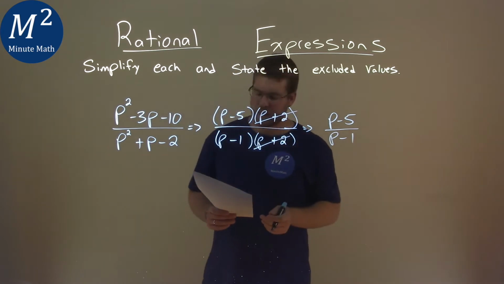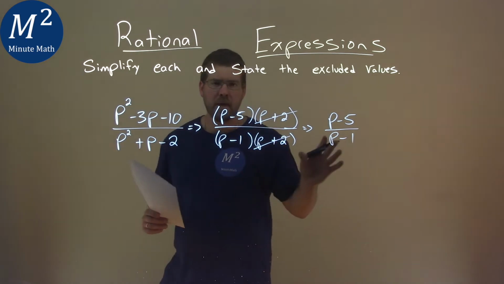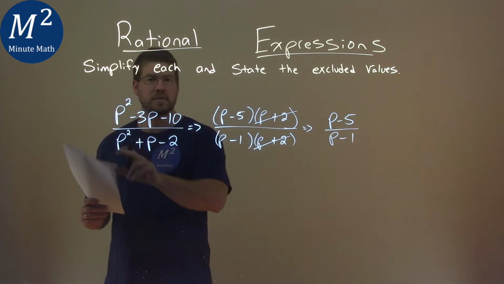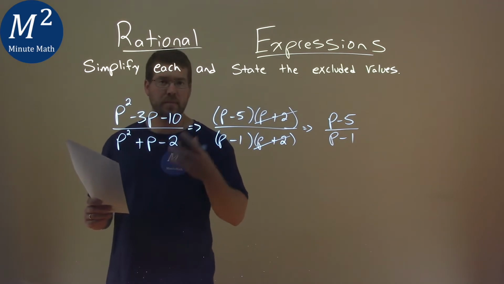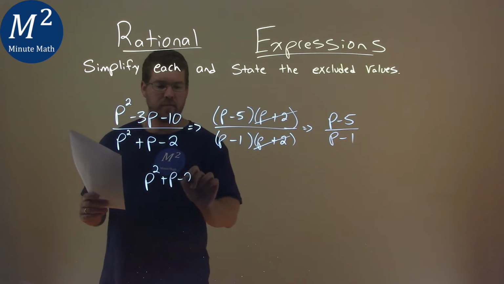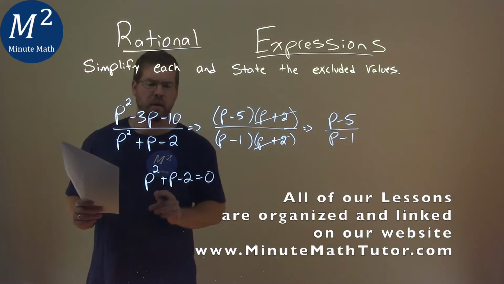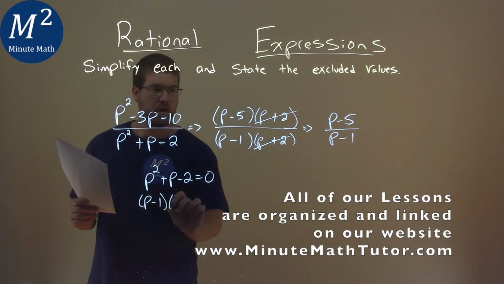We can't simplify it anymore. But now we define the excluded values. And that derives from our original expression's denominator. We can't divide by 0, so we need to find when this denominator is equal to 0. P squared plus p minus 2, we set equal to 0. Well, luckily we already factored it. Make it easy. P minus 1 and p plus 2 here.